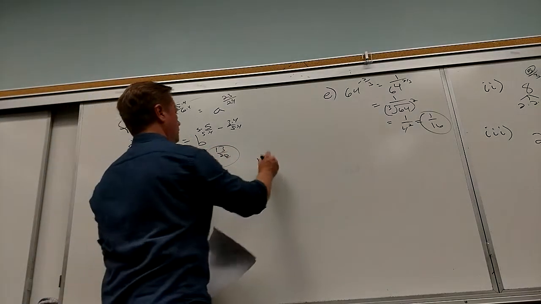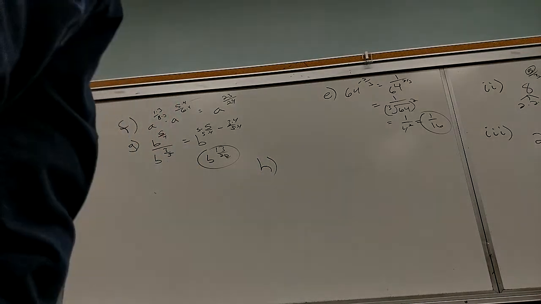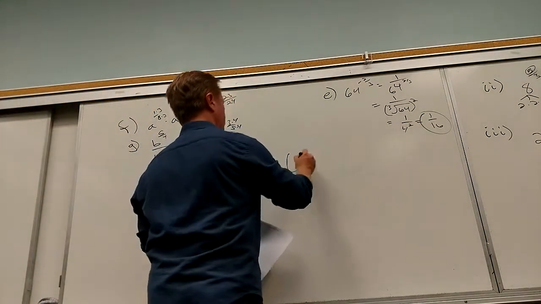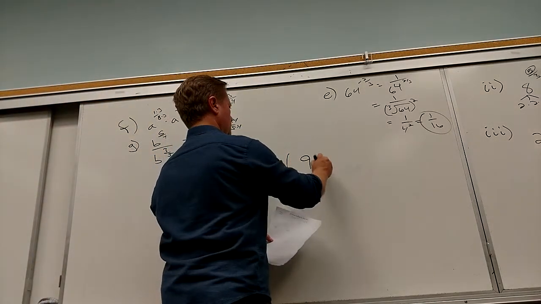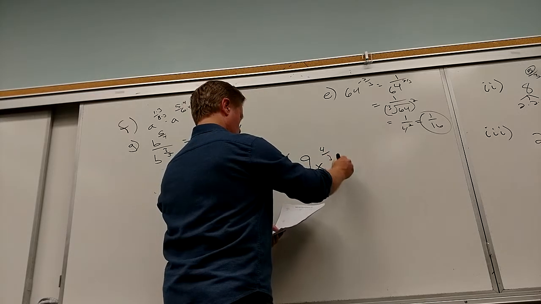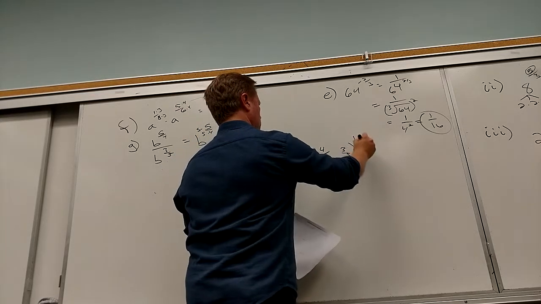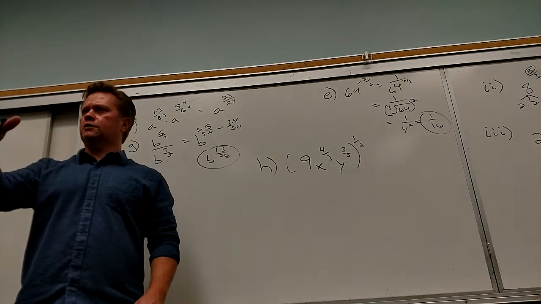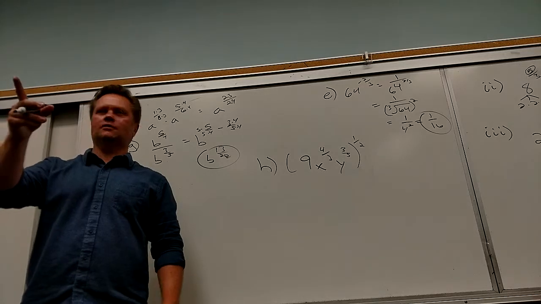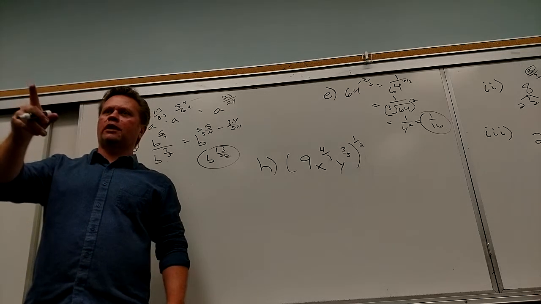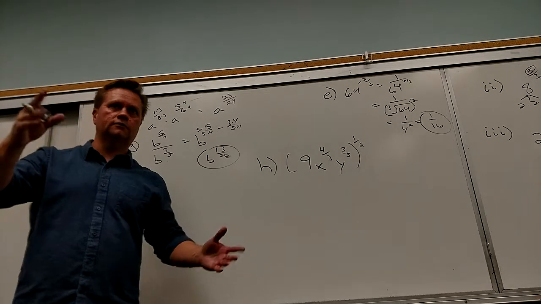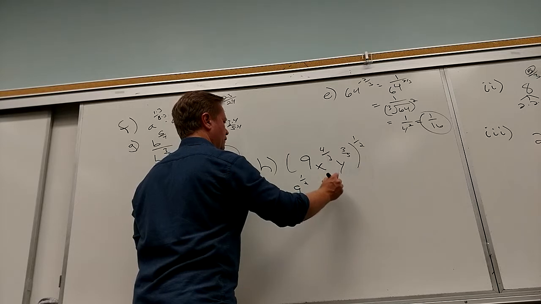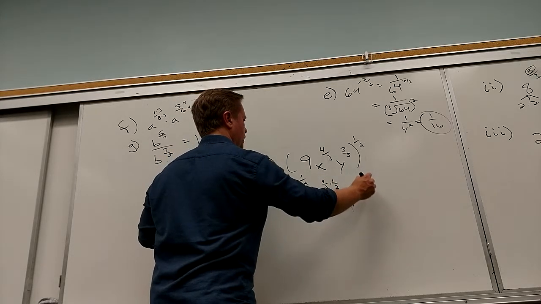Let's do H and then we'll call it a day. Don't put that down before you add. The big mistake people make on this one is you forget that the 9 is in there too. You've got to keep your attention. What's being raised to the 1/2 power? Everything. So I have 9 to the 1/2, x to the 4/3 times 1/2, y to the 3/5 times 1/2.